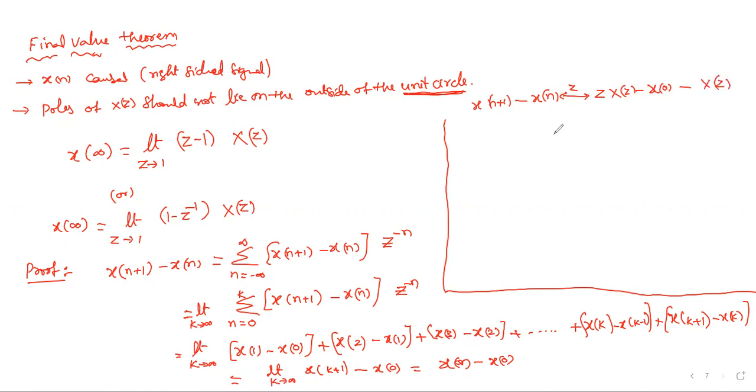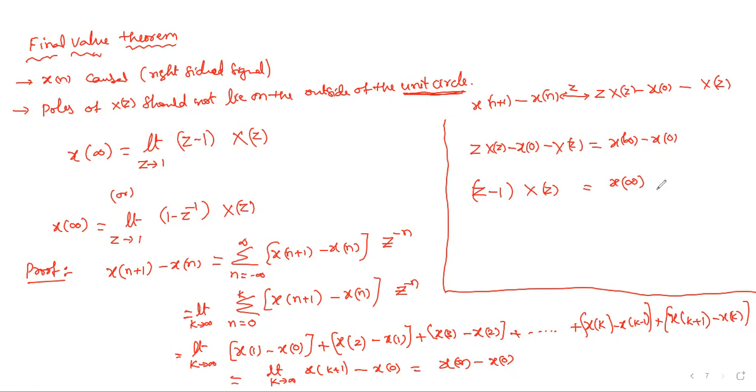Right. So now, this is the LHS, this is the RHS. z into x of z minus x of 0 minus x of z is equal to x of infinity minus x of 0. Now you can cancel x of 0. Z minus 1 into x of z is equal to x of infinity.